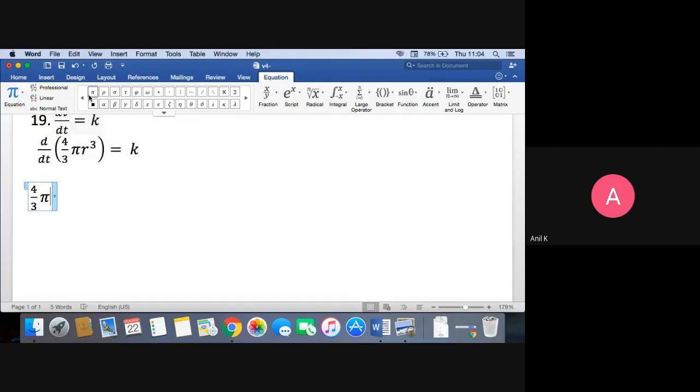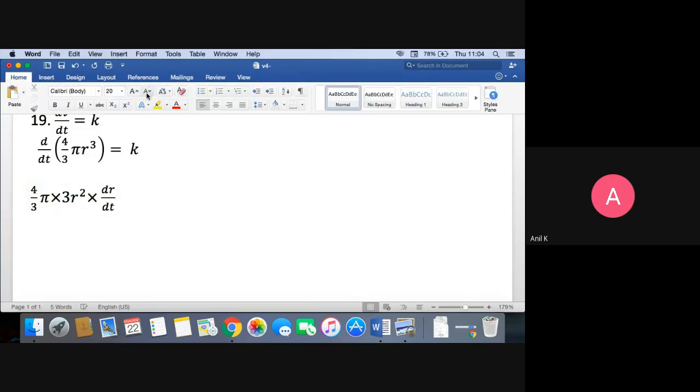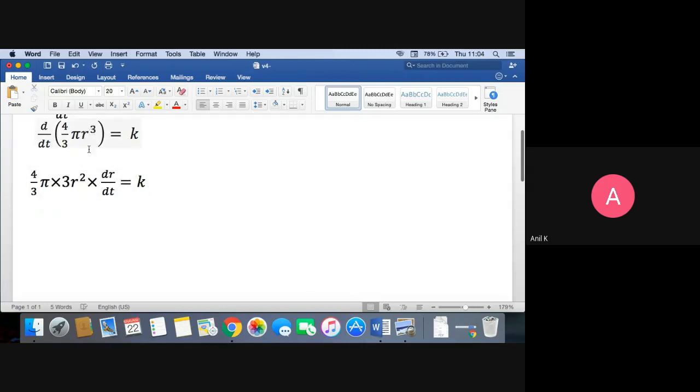So the derivative of r cube, using the formula derivative of x power n is n into x power n minus 1, is 3 into r square. The derivative of r cube is 3r square, and you have to multiply this with dr by dt, because you are differentiating r with respect to t. So this will equal k. I hope this step is clear for everyone. I am just differentiating r cube as 3r square into dr by dt.